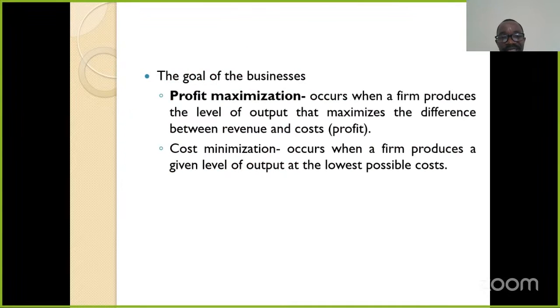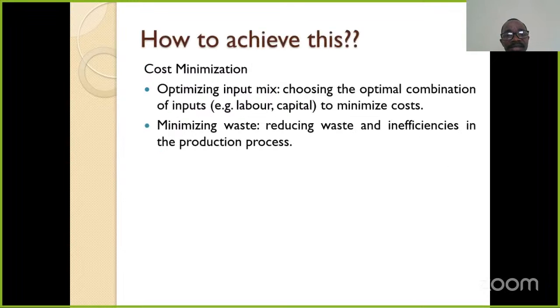So to begin, profit maximization occurs when a business firm produces the level of output that maximizes the difference between the revenue and the cost, which is the profit. On the other hand, cost minimization occurs when the business firm produces the given level of output at the lowest possible cost. But how does this happen? So let's start with cost minimization.